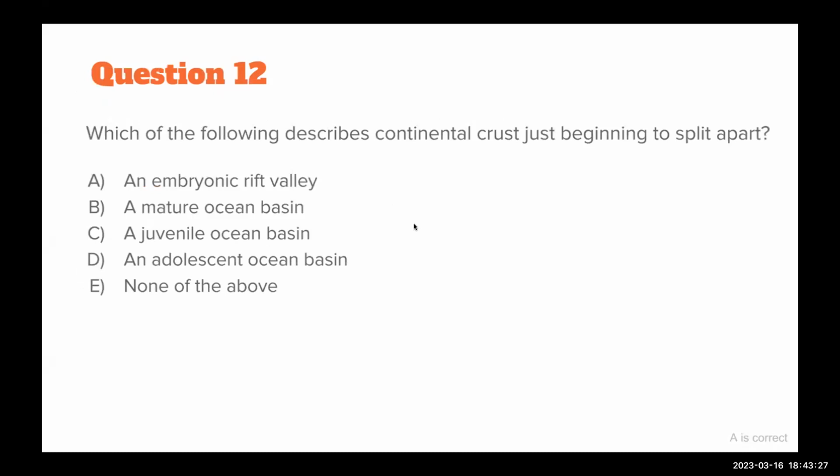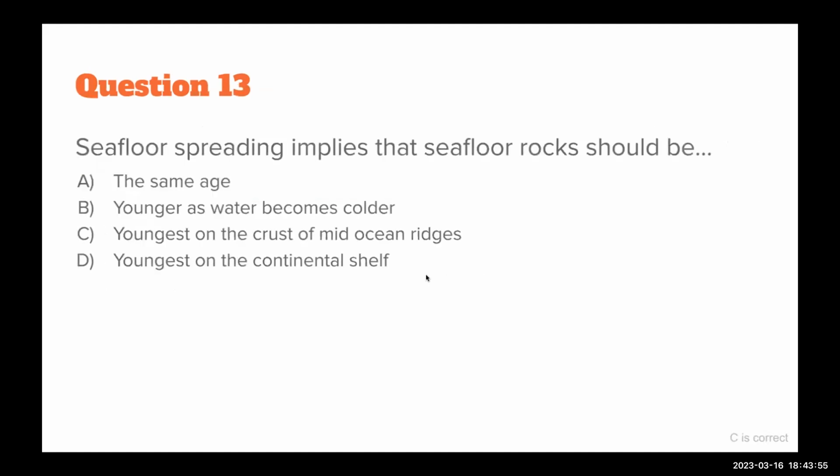Okay, question 12. Which of the following describes continental crust just beginning to split apart? So just beginning, remember one of the first stages, it didn't have water, so you can remove all the ocean names. And it was just the Rift Valley in Africa, right? Questions?